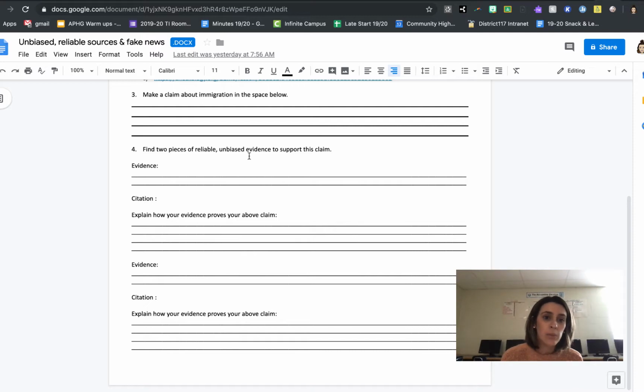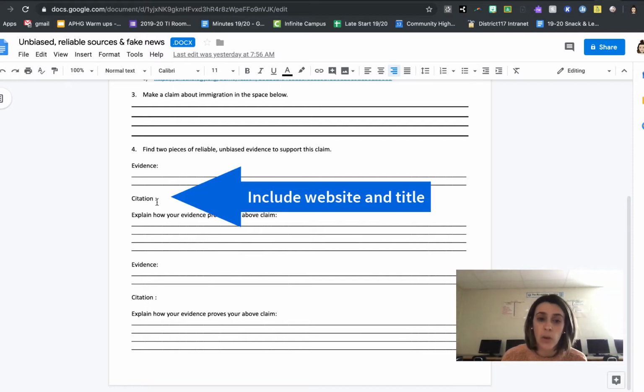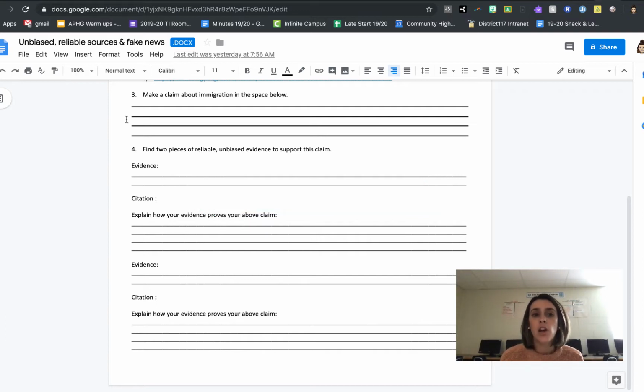So you're going to make your claim, you're going to find two pieces of evidence that support the claim, and then you're going to cite that evidence. So I want the title of the article and the actual website that it came from, as well as an explanation of how this piece of evidence proves the claim that you made about immigration. So I'm going to give you 10 minutes to get started on this right now. So you're going to want to try and get as far as you can get today in the 10 minutes that are provided. What you don't finish, you will have to finish up at home, and I'm going to collect this assignment from you on Monday.